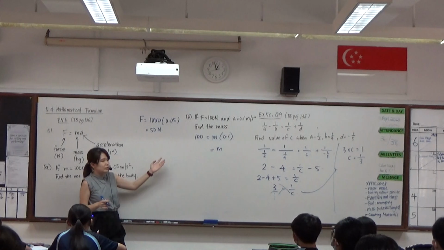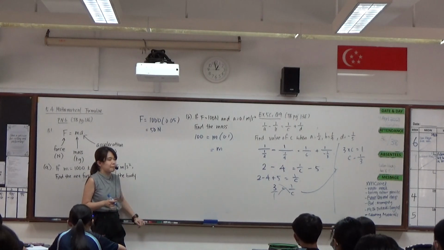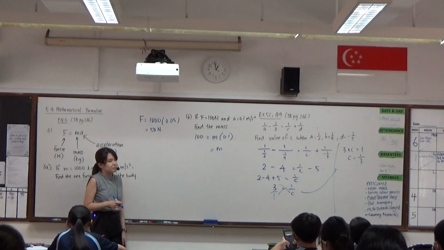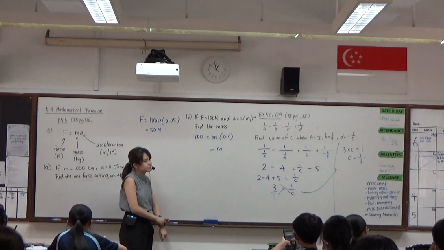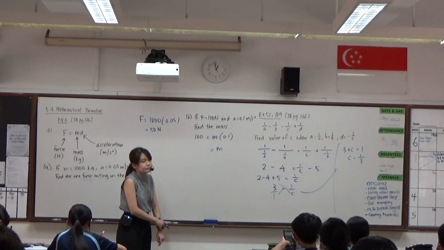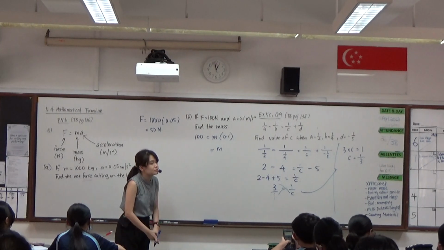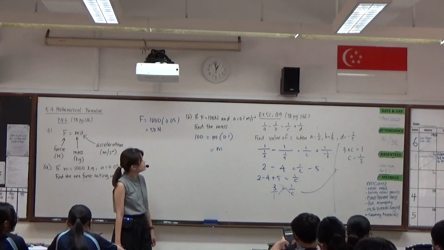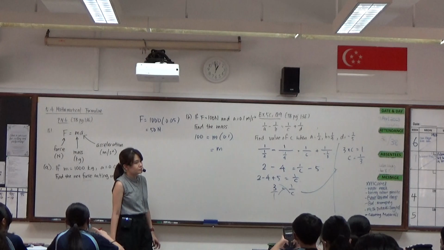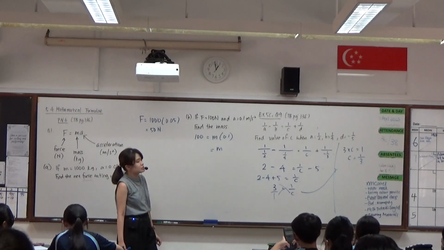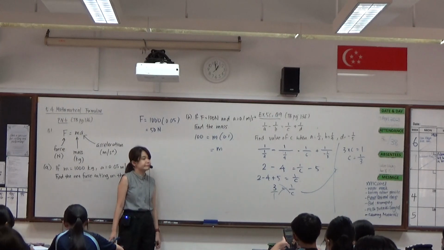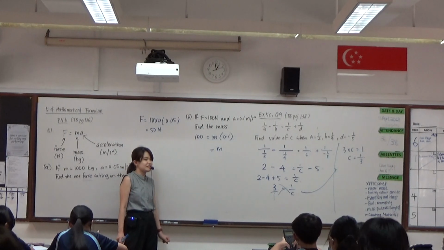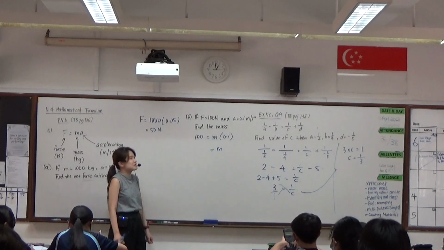Joshua, redeem yourself please. What do you press in your calculator? 100 what? 100 times 0.1, you sure? Very, very sure. Bet $1 million on it. You're losing the $1 million.